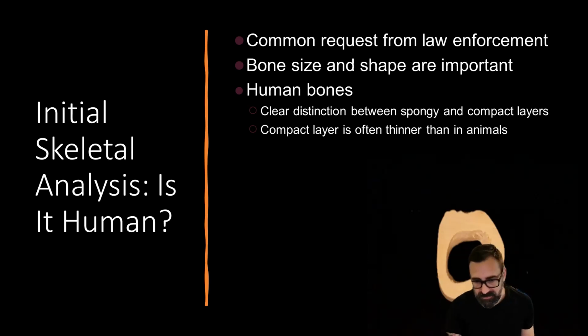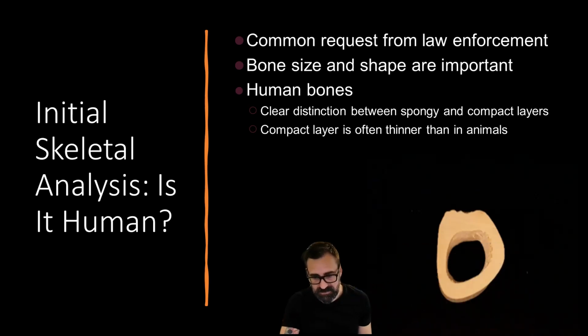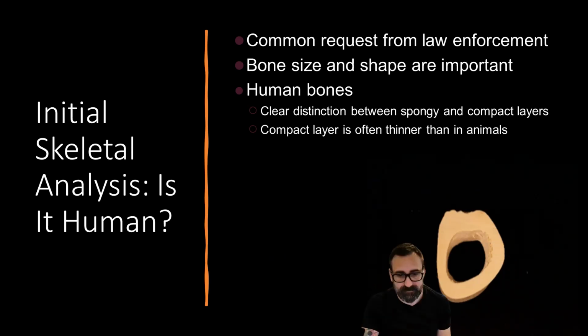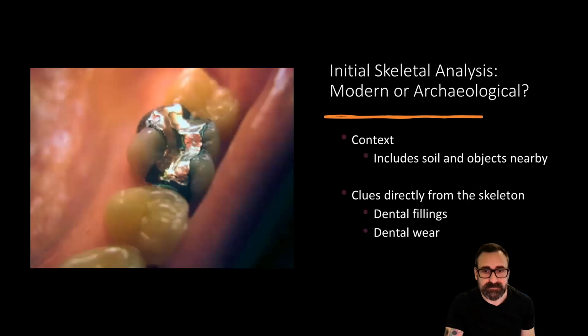Here you can see this is a cross section of a bone. For human bones, the cortical bone is a lot thinner and the trabecular bone is more pronounced in human bones. And so that's one way to do it, especially if you have fragments. But if you've got whole bones, different animals have different bone shapes. Move me back out of the way.